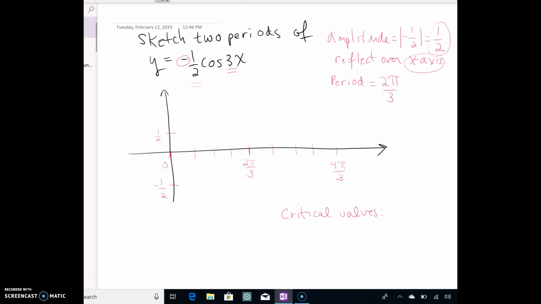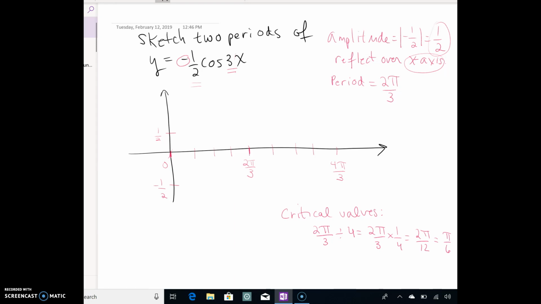You want to take whatever your period is and divide it by 4. So 2 pi over 3 divided by 4 is the same thing as saying 2 pi over 3 times 1/4, which is 2 pi over 12. And if we simplify that, instead of 2 pi over 12, we get pi over 6. What that means is we're going to have intervals of pi over 6.